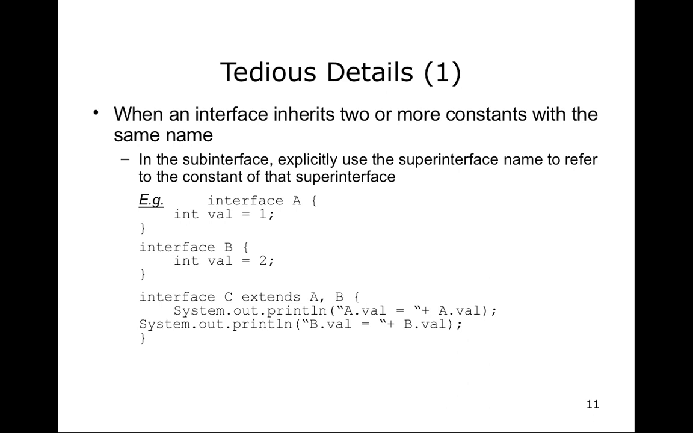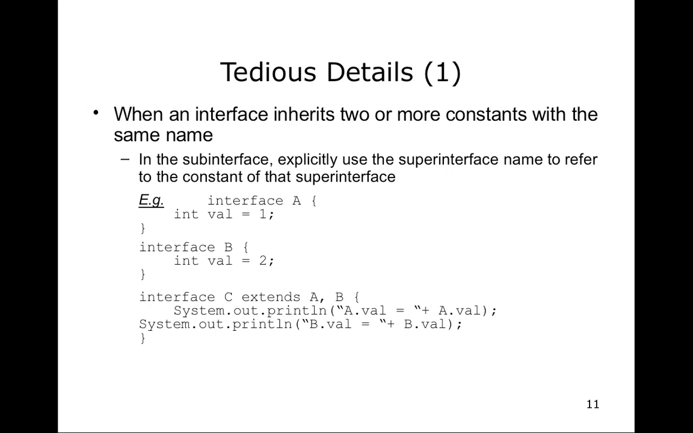And yes, this is a tedious detail. Tedious detail number one: when an interface inherits two or more constants with the same name, when is this ever going to happen to you? Because you'll create interfaces, but will you ever extend multiple interfaces? It depends on how many base classes you'll actually be building in your programming career. Most of you will probably be doing application level work and never end up at this level.